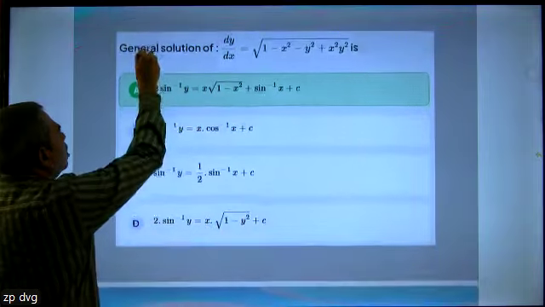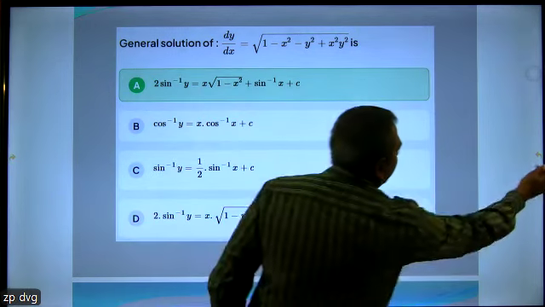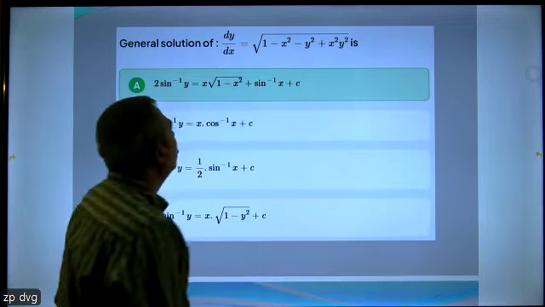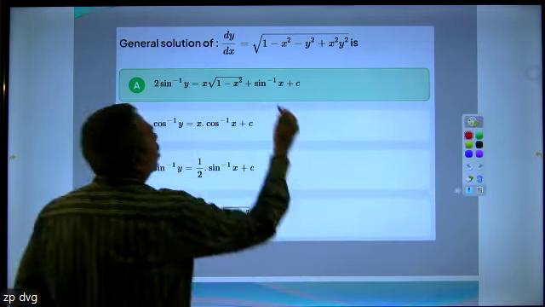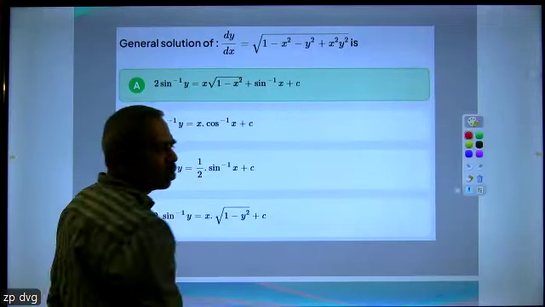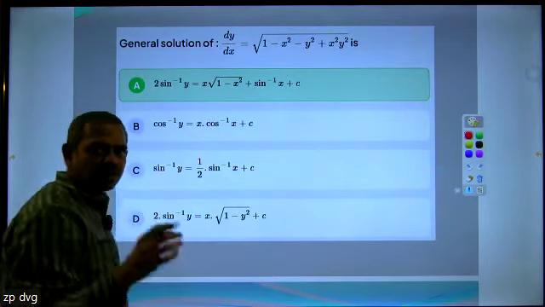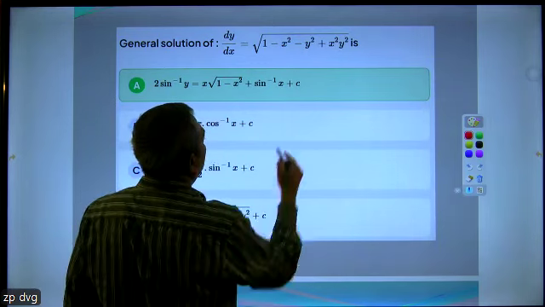So the next one is like this. Just go through this question carefully. dy by dx is given by root of, inside the root, 1 minus x square minus y square plus x square y square. Here x and y both are combined, but we have to separate x terms and y terms. So let us check whether this can be separated or not.